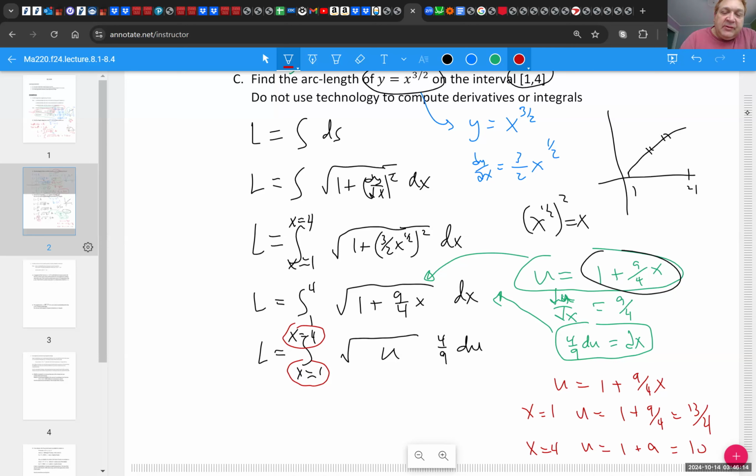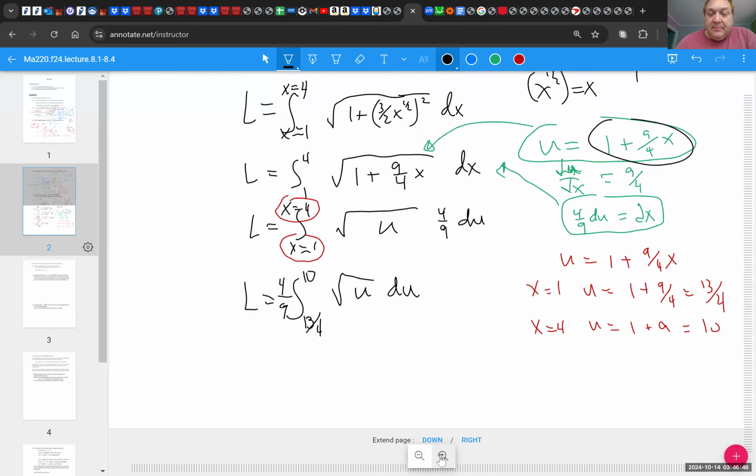So if I were to convert these into u's, I would write L equals the integral. The bottom one is 13/4, and the top one is 10. And that would be the square root of u du. Let me take the 4/9 out in front, so I don't have to worry about a constant either. So all I have to do is antidifferentiate u to the 1/2, and then plug in some numbers, and I will find out my integral, which is my length.